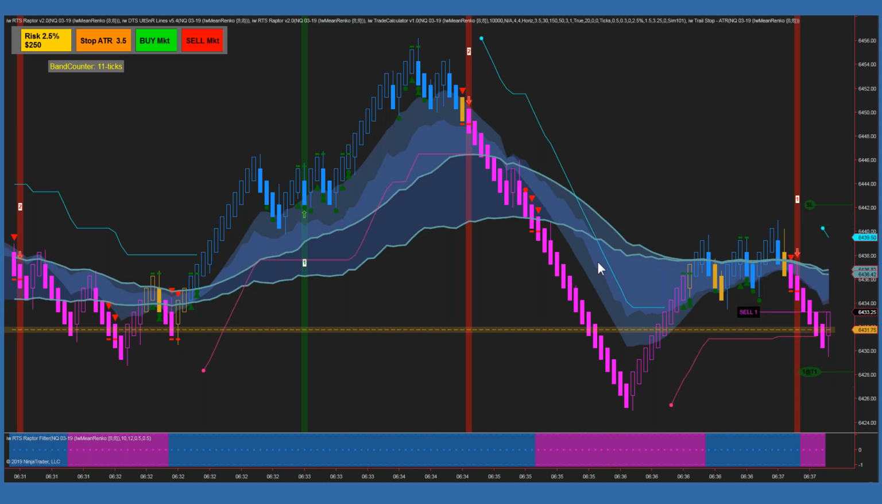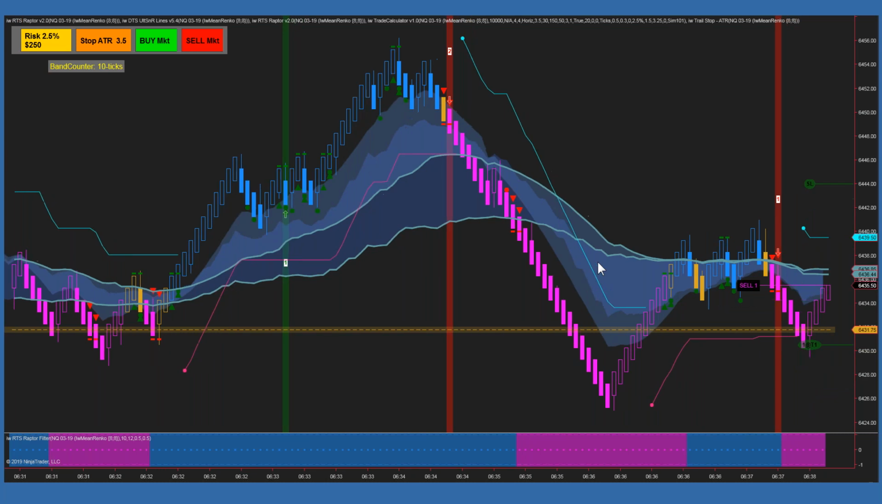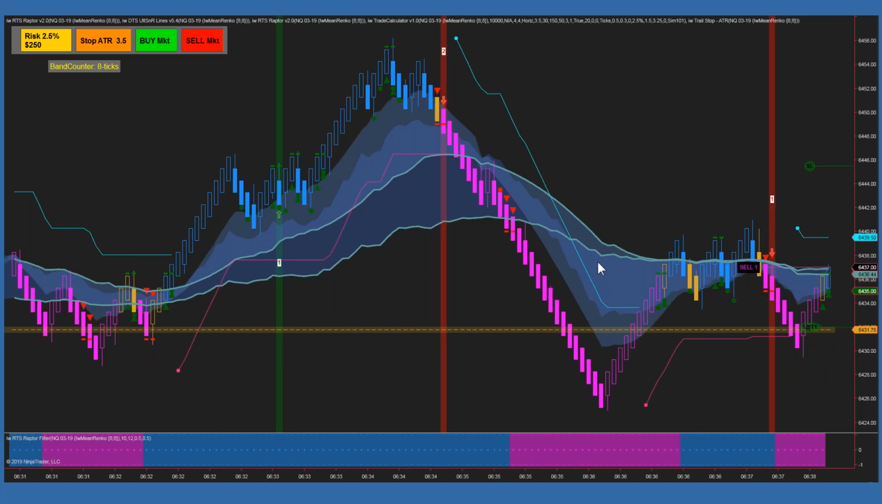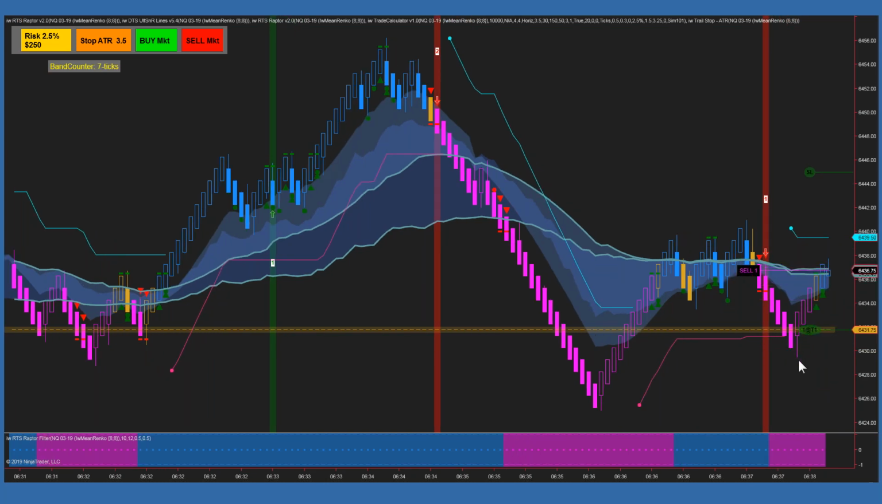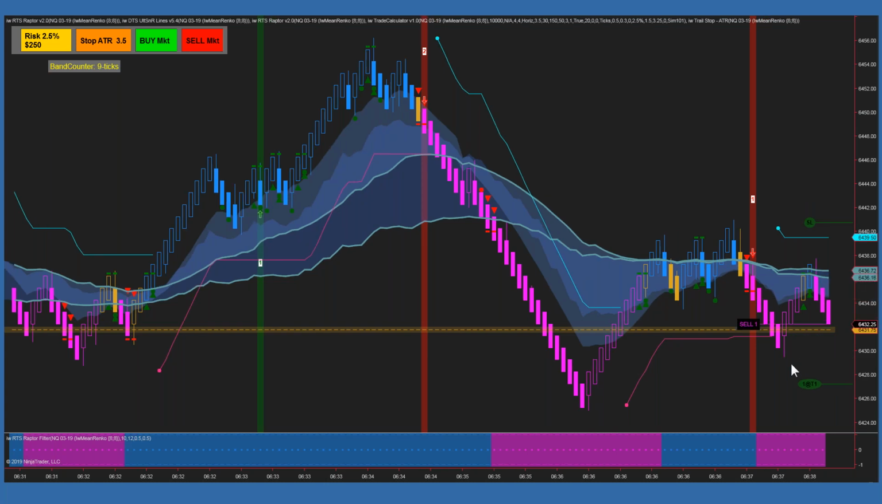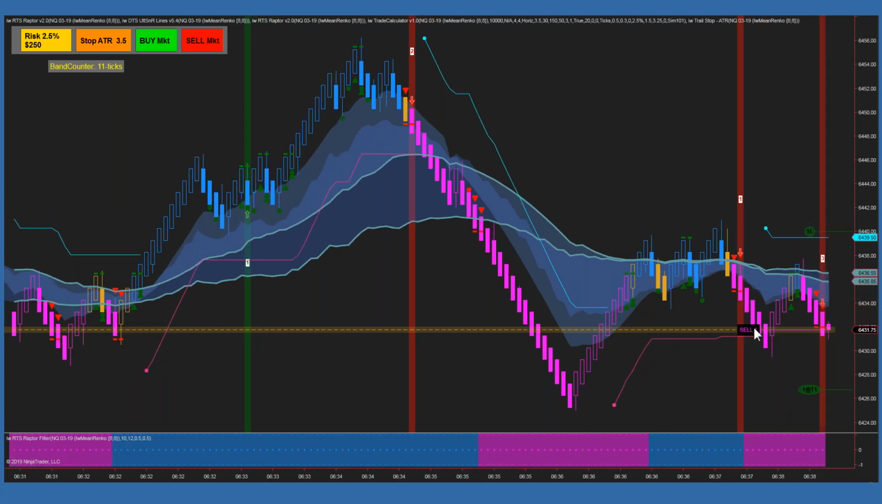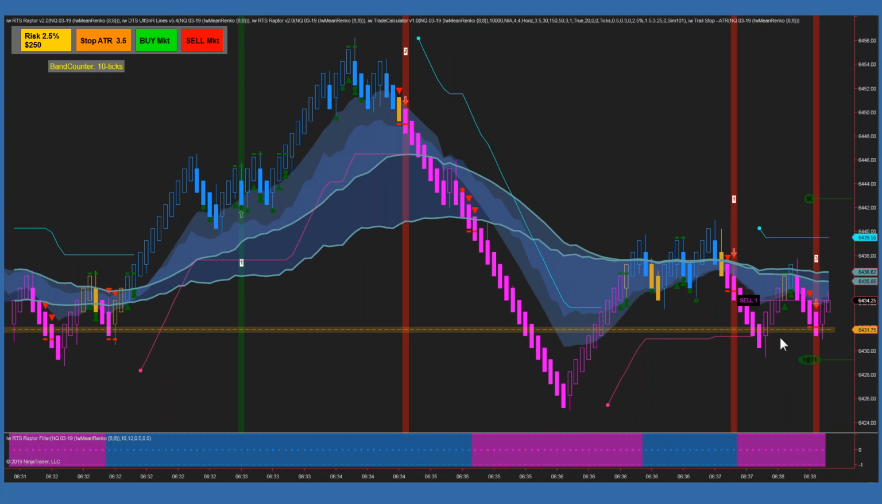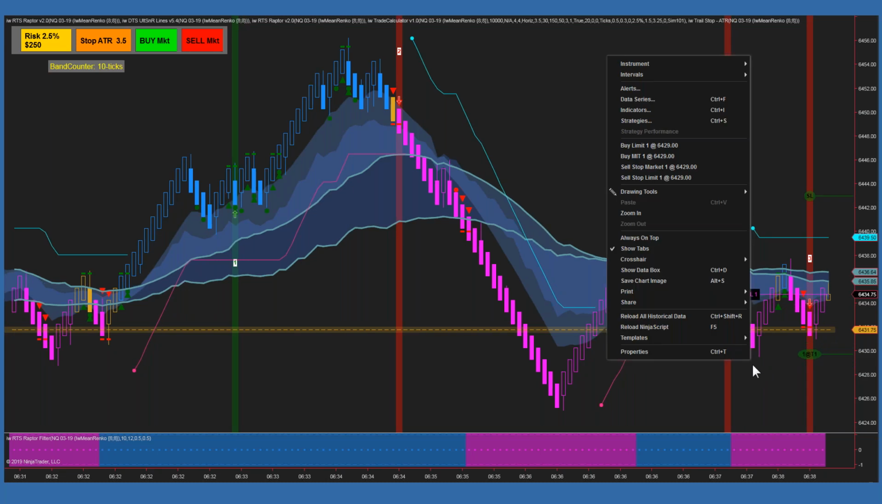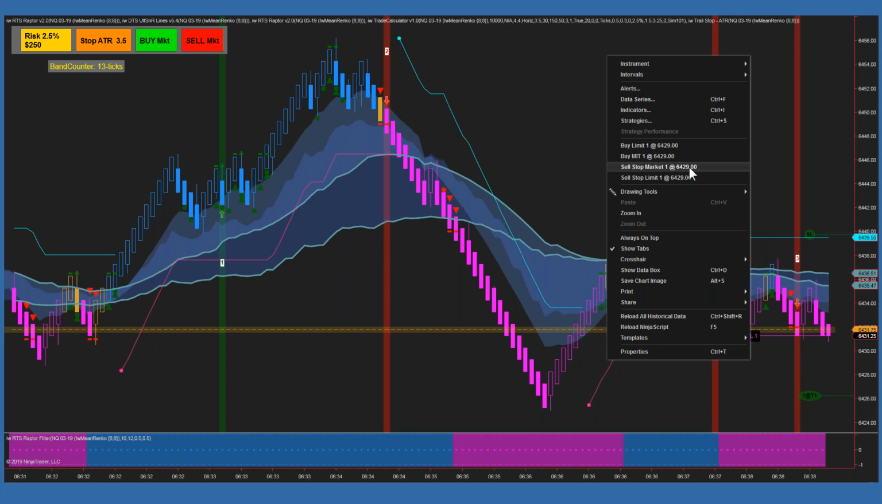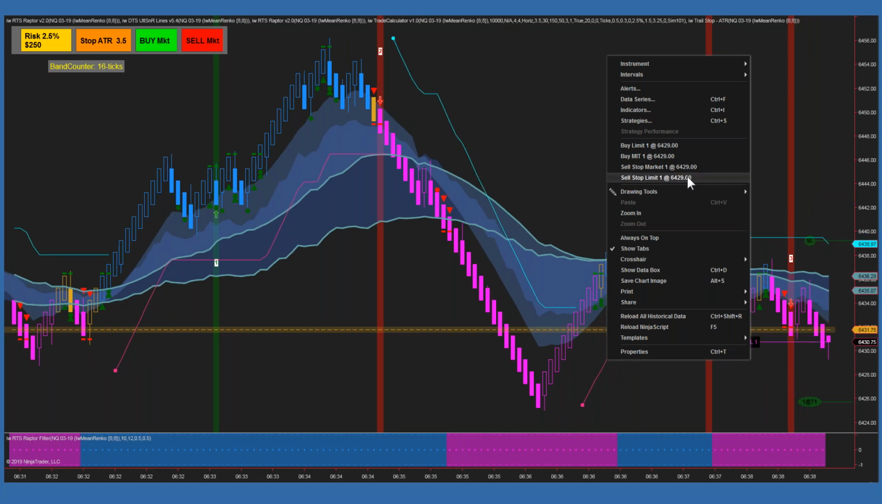Does look like we might get a second push opportunity on this. So the second push, I would simply look to enter down here. Now you can do this a couple of ways. You can do this with the trade calculator and just manually enter your market order when prices trade down below here. You can also right click and enter your sell orders.